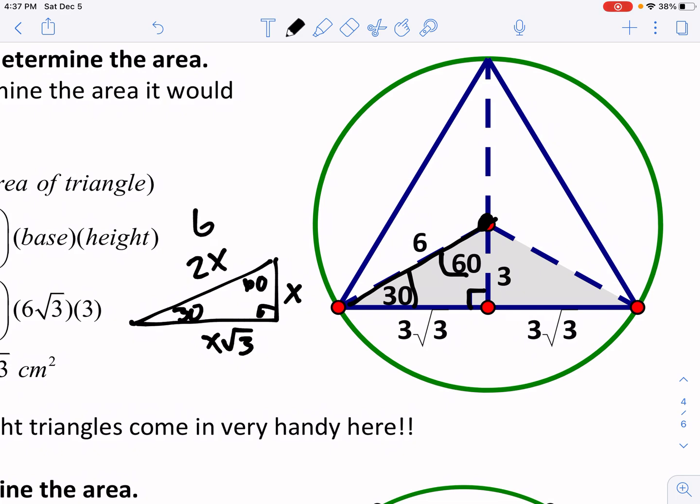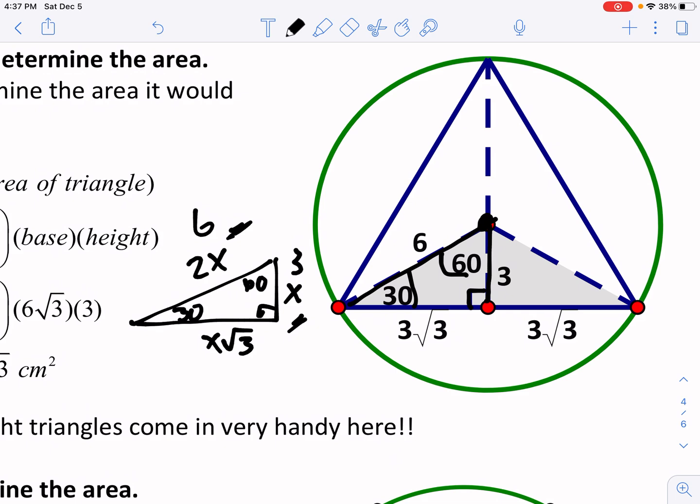They tell us that that's 6. Well, if this side is double this side, what does x have to be? Well, the x has to be 3. So what they're saying is this guy is 3. Well, notice that's our apothem. That's the height there of this triangle, okay? So our apothem is 3.